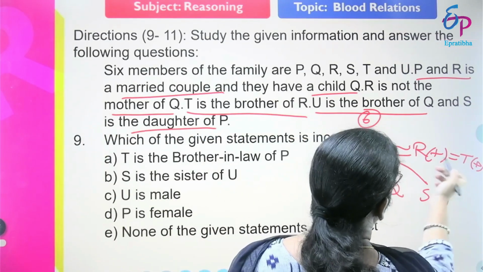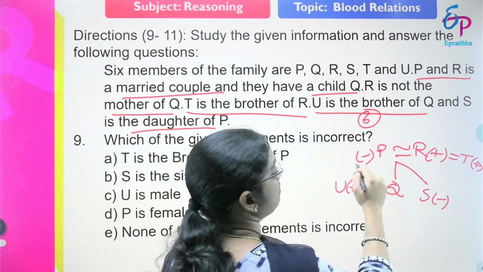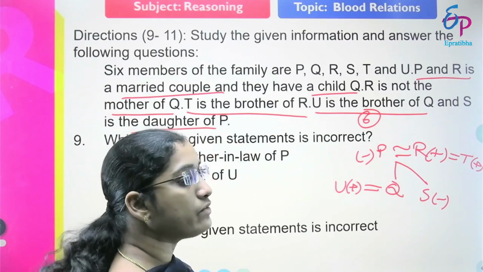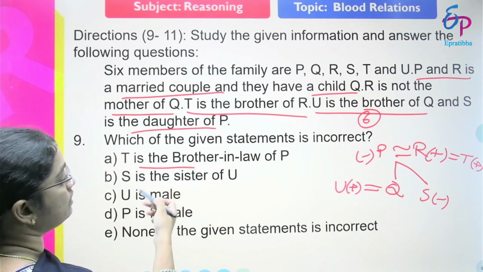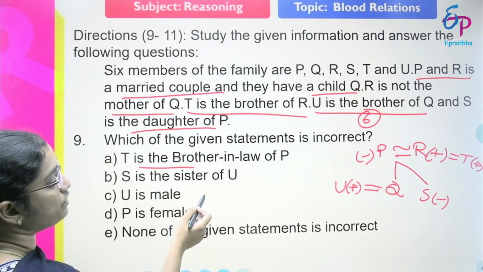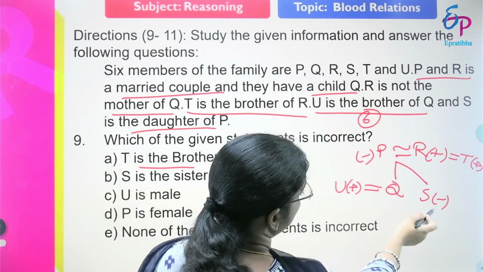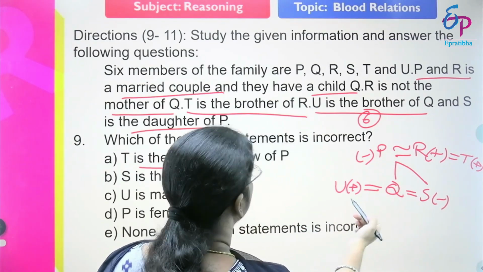So T is the brother-in-law of P, that is the true statement, friends. For a brother's wife, T is brother-in-law and the wife is a sister-in-law, right? So T is brother-in-law of P, so that is not the incorrect statement. Then S is the sister of U. Yes, here all these 3 persons are siblings, so definitely S is the sister of U.